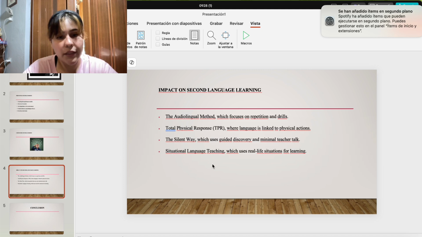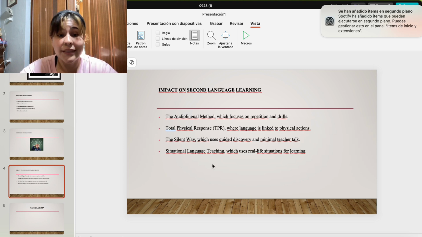The second point is total physical response, where language is linked to physical actions. One example of this is the teacher says, "Stand up, sit down, close the door, open the door, be in silence, pay attention," and the students follow the commands.